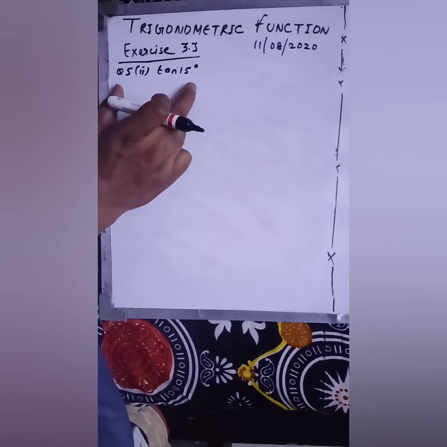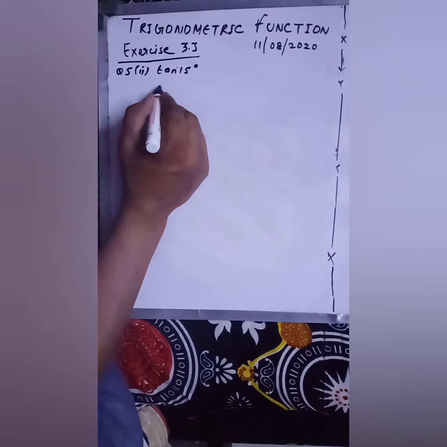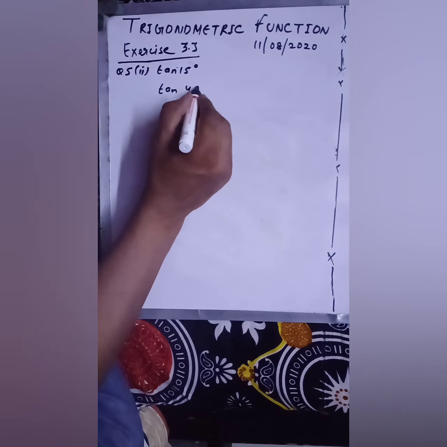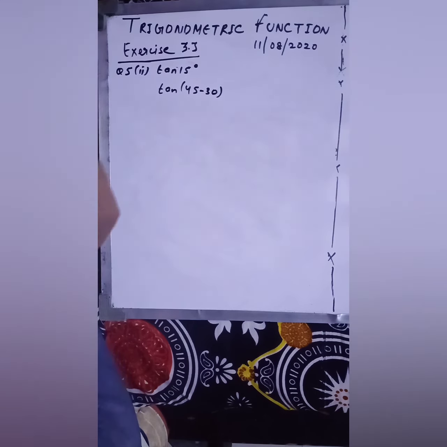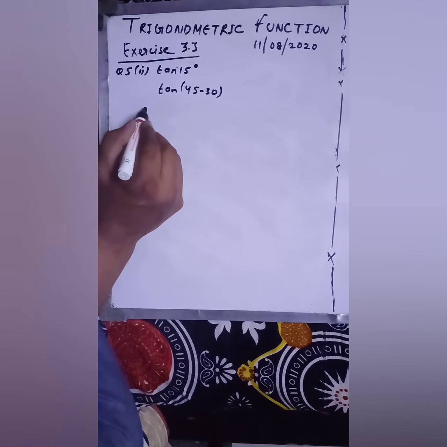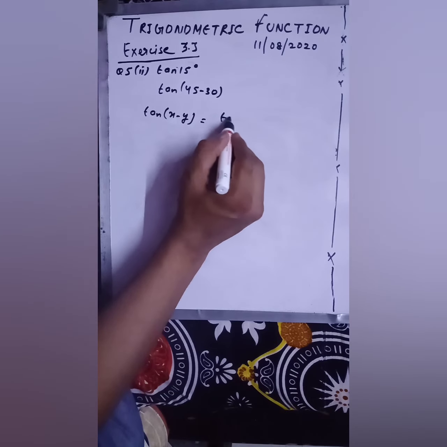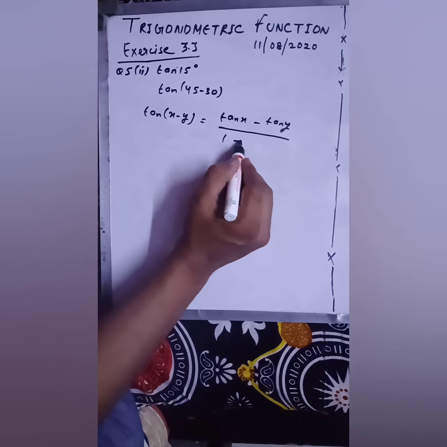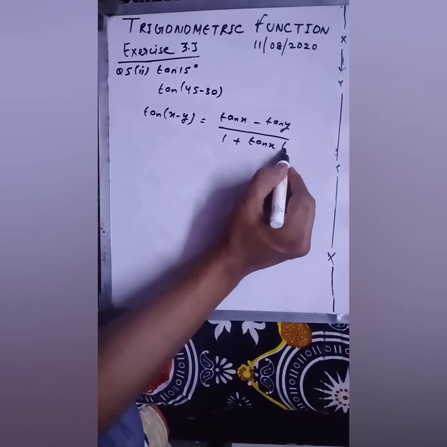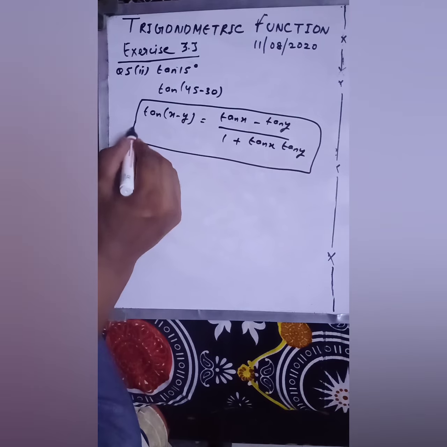This is the second part of question number 5. In this question you have to find the value of tan 15 degrees. So what you have to do is write tan 15 as tan of 45 minus 30. As you know, there is a formula for tan of x minus y. The formula is tan x minus tan y over 1 plus tan x times tan y. This is the general formula which you will apply in this question.